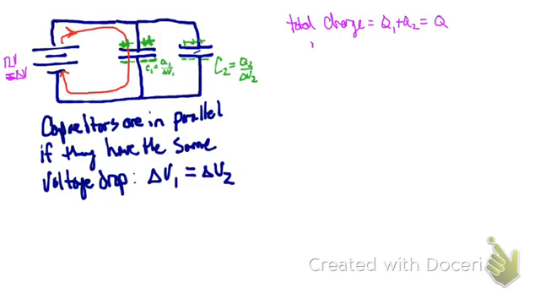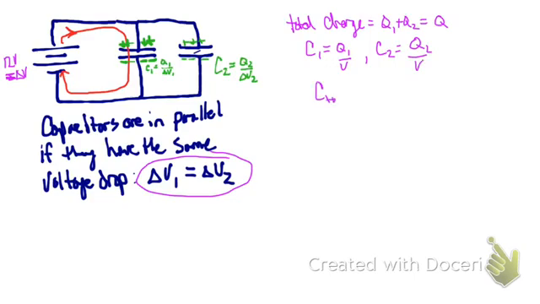if our capacitor C1 is Q1 over V, because we know V1 equals V2, our second capacitor equals Q2 over V. Then our total capacitance equals C1 plus C2, which is going to equal Q1 plus Q2 over V if we add those fractions together. All right, that should make sense.